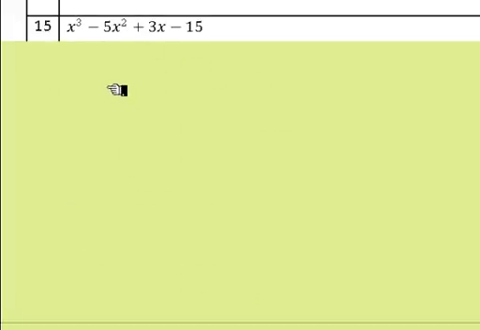In number 15, we have a polynomial with 4 terms, and very often the technique that we use in that case is called grouping. And grouping consists of grouping together the first 2 terms and the second 2 terms and pulling out common factors from each. That's step 1. So let's do that. Here we can pull out x squared. If we pull out x squared, we're left with x minus 5. And from the second group, we can pull out 3. And if we do that, we're left with x minus 5 again.